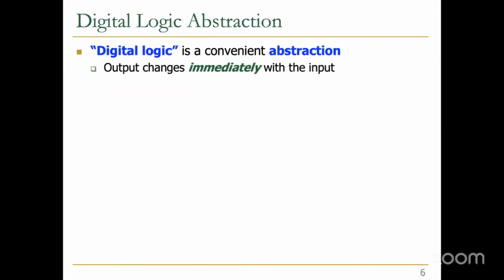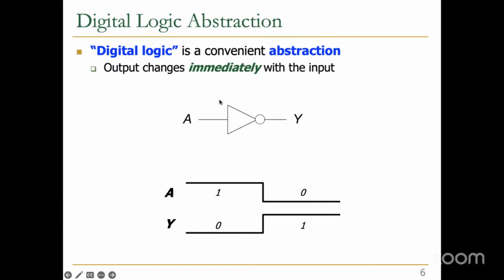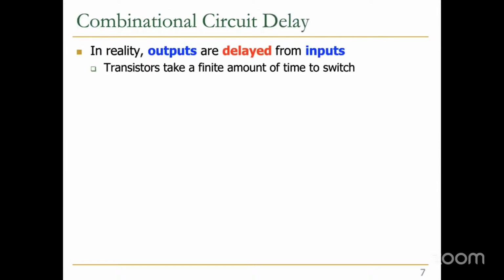The digital logic abstraction that we are using is quite convenient. For example, we assume that the output changes immediately with the input. Here is a NOT gate, and A is the input. A can immediately go to 0, sharply, and the output of this gate also immediately goes from 0 to 1. This is a convenient abstraction that we usually consider when we want to talk only about the functionality of the circuits. But in reality, that's not the case.